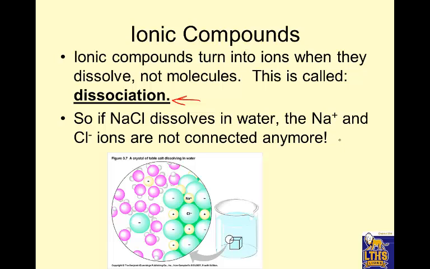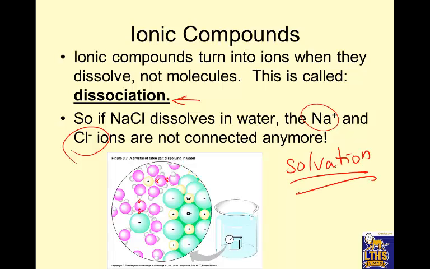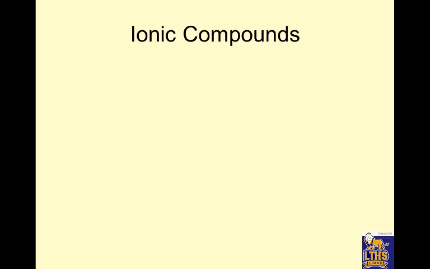So if NaCl dissolves in water, the Na+ ions get surrounded, and the Cl minus ions get surrounded, and they're not connected to each other anymore. They're surrounded by water. Okay, the water's got a kind of negative charge, kind of positive charge, kind of positive charge, kind of negative charge. So then water molecules surround them. This is called solvation. Those ions are being solvated. Okay, and because they're broken apart, they're dissociated. So water surrounds them, solvation, broken apart, dissociated.